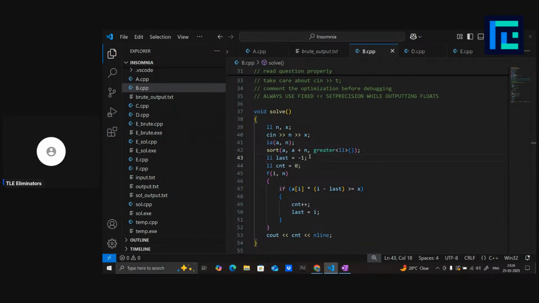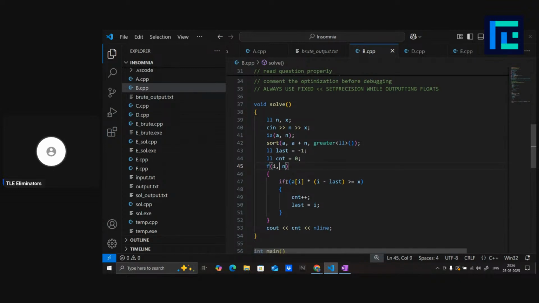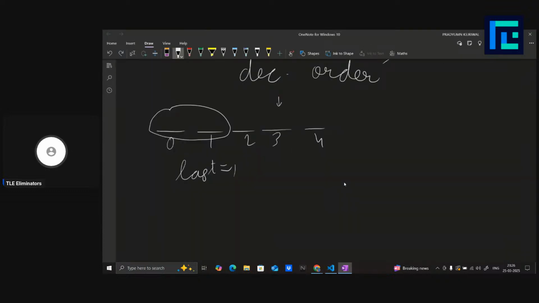Okay. So I iterate through the array from 0 to n minus 1. So for int i equal to 0, i less than n, i plus plus. If a of i into i minus last. What is this thing? Why have I written this? This is basically, okay, I am at index 3, suppose, and my last is 1. That means I have taken up till 1. So I have to take 2 and 3, right? And the minimum of this is a of 3, because this is in descending order.